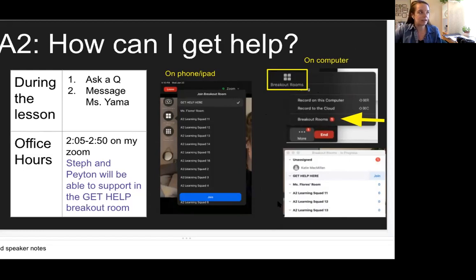So let's do that now. If you want to jump into your breakout rooms, if you need them, if you want to stay here, you're welcome to. If you want to ask a question, you're welcome to. We have about 5 more minutes of official class. And then at 2:05, you can either leave or stay, depending on what you want to do.